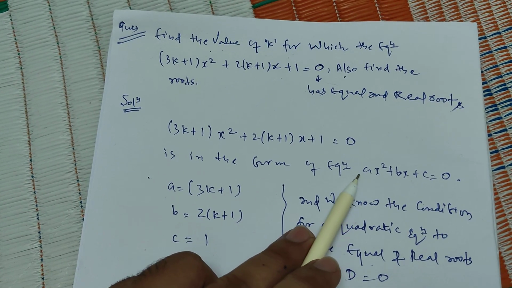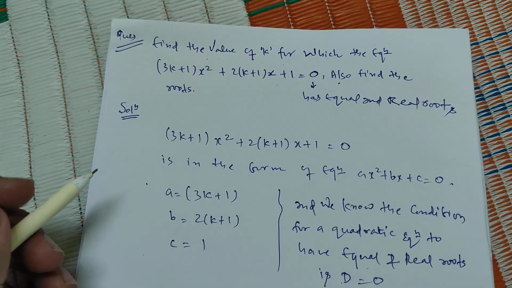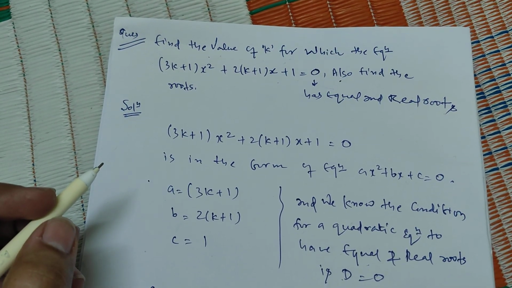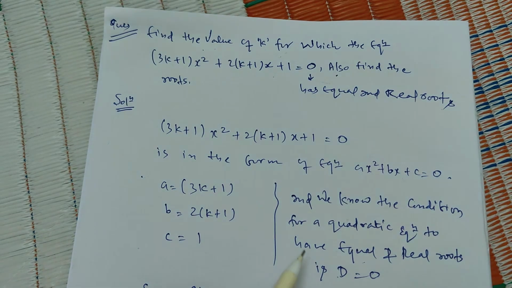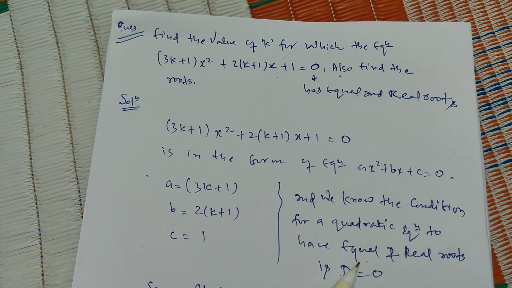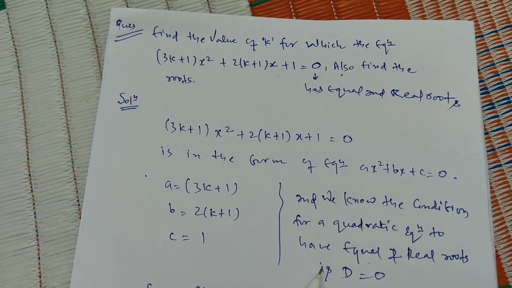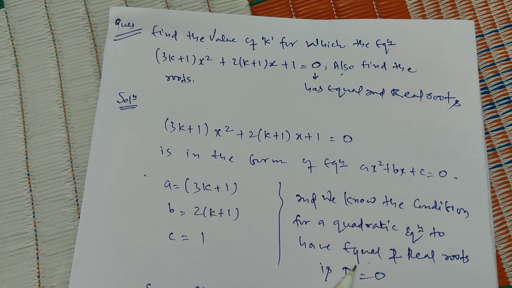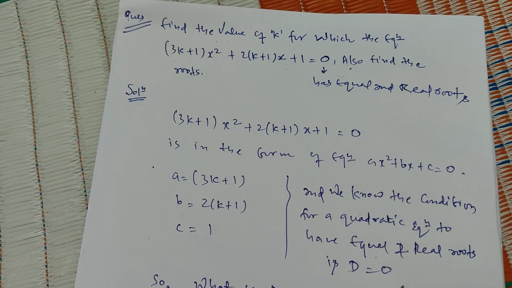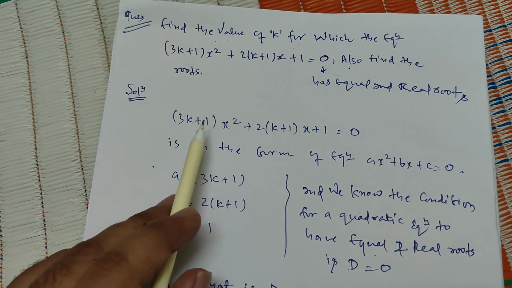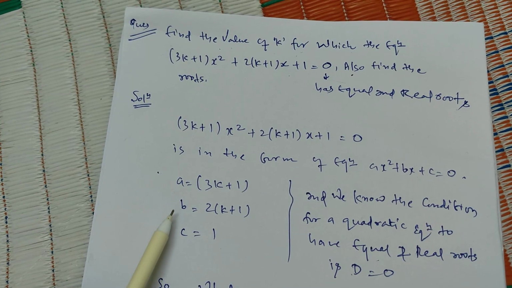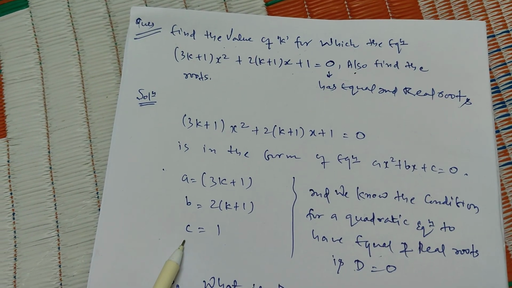Since the question has a condition that the quadratic equation has real and equal roots, and we know that the condition for a quadratic equation to have equal and real roots is possible only when the discriminant, that is D, is equal to 0. So on comparing these two equations, we have the value of a, the value of b, and the value of c.